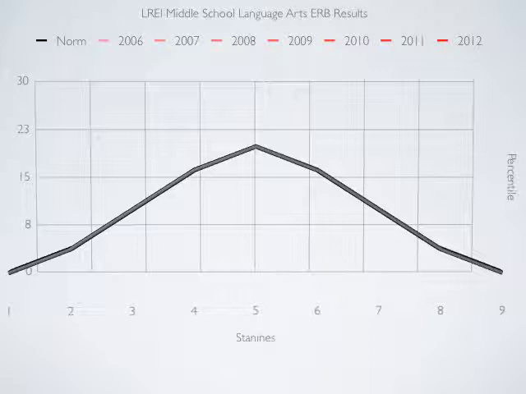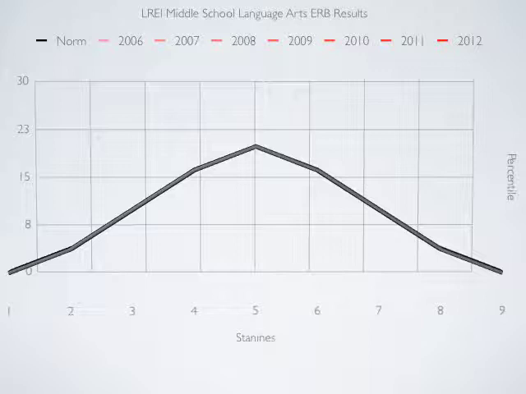So what does that really mean? The easiest thing to think about is that the student who scores in the 5th stanine is really, in a sense, performing at grade level and meeting those expectations for the norm group. So they're right where they need to be. Students who perform to the left of the curve are performing a little bit below, and students who perform to the right, a little bit above. So let's take a look at some of the data.